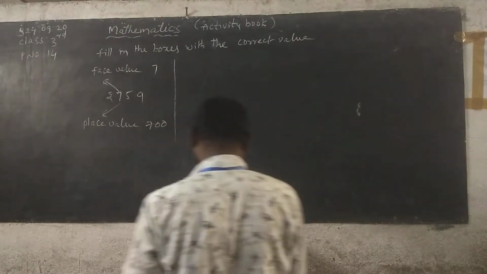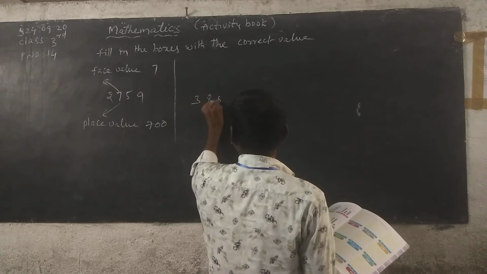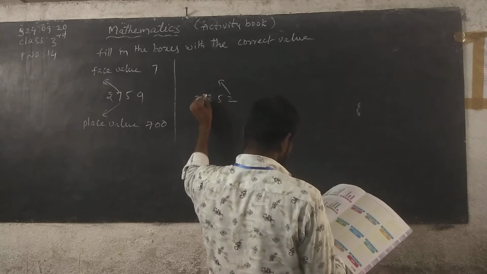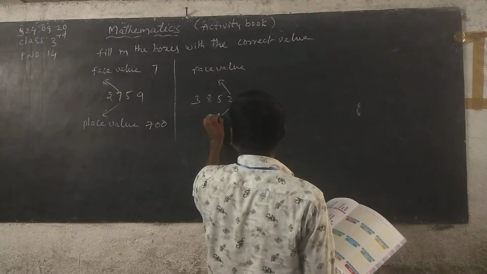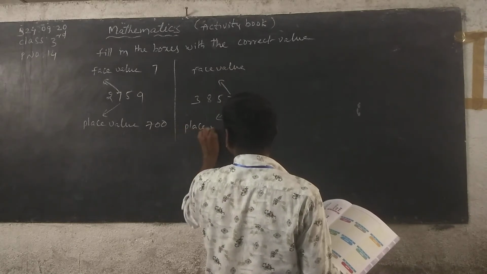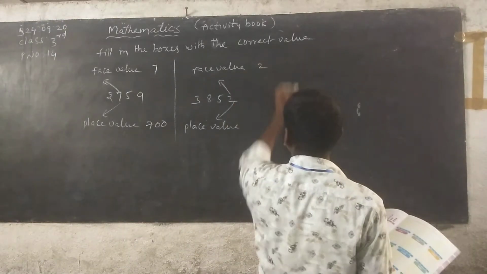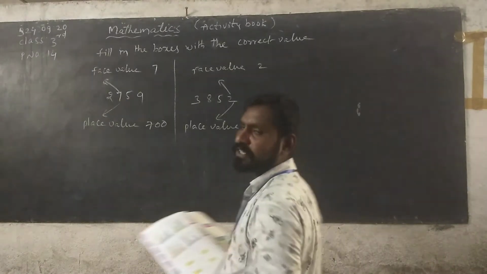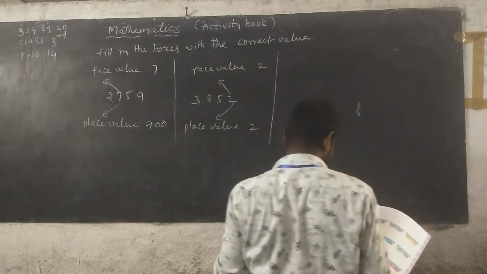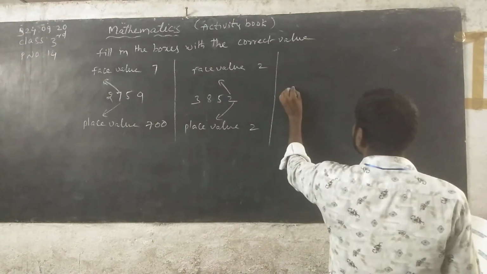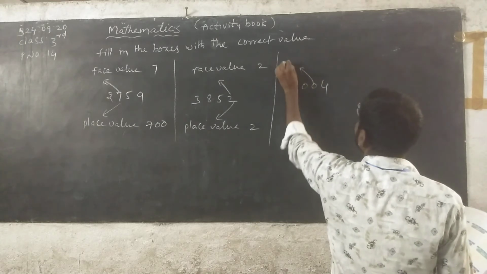Now next, 3852. 2 face value, 2 place value. The face value won't change: 2 is 2. The place value of 2: where is 2? 2 is in ones place, so 2 ones is 2. Next, 1004. This is face value.